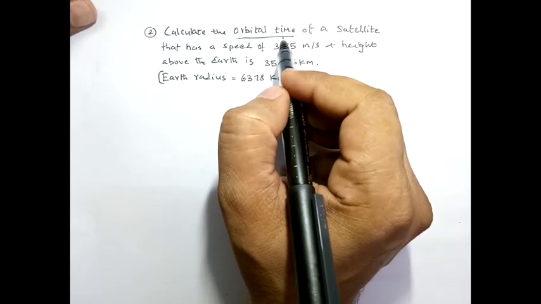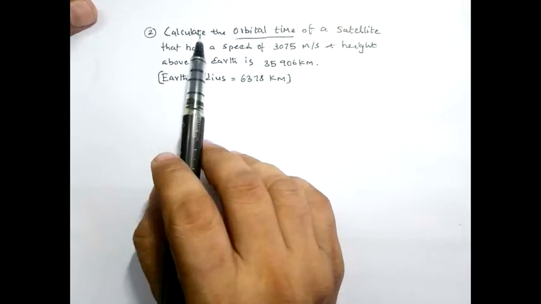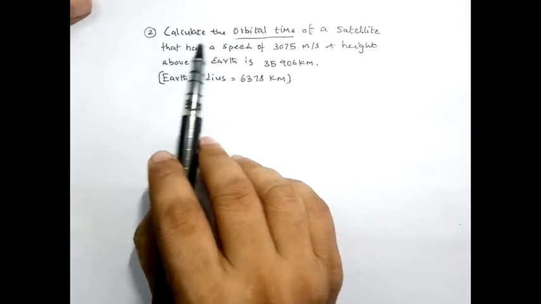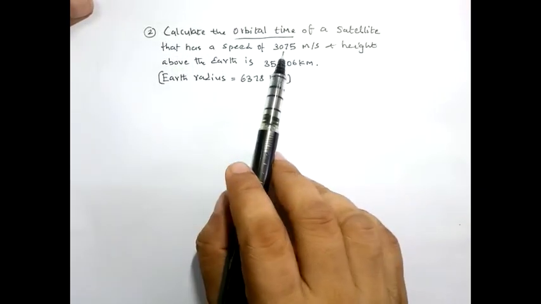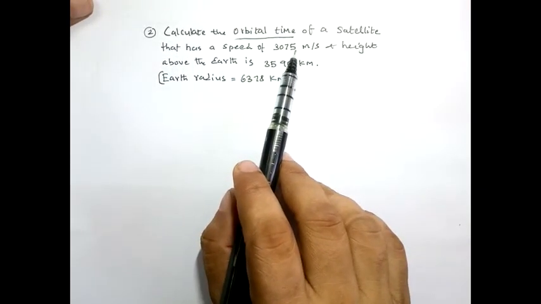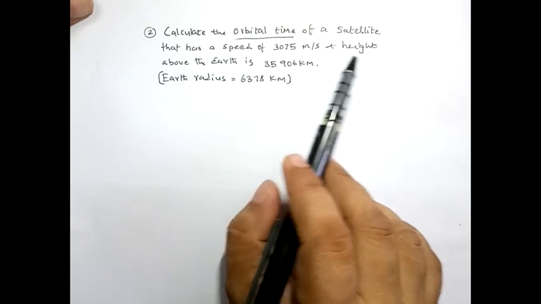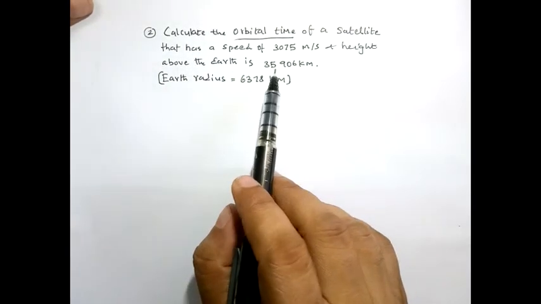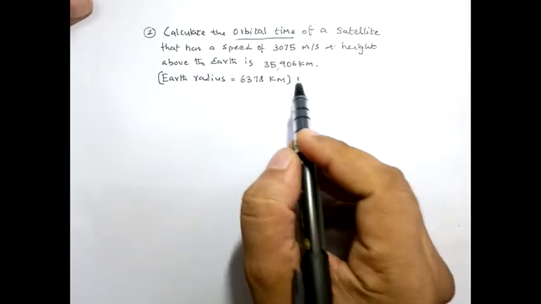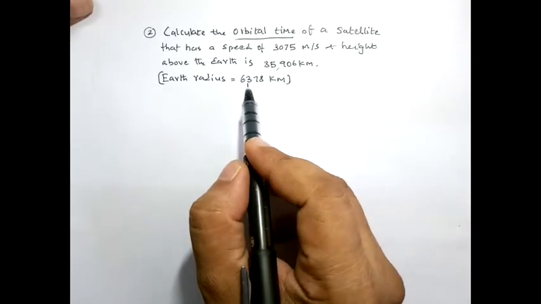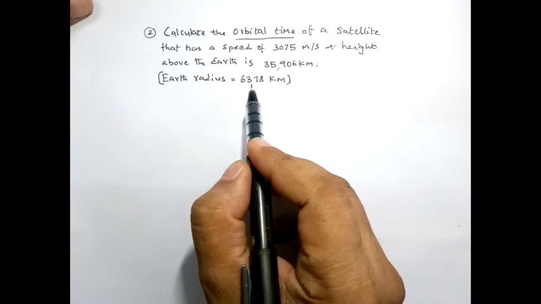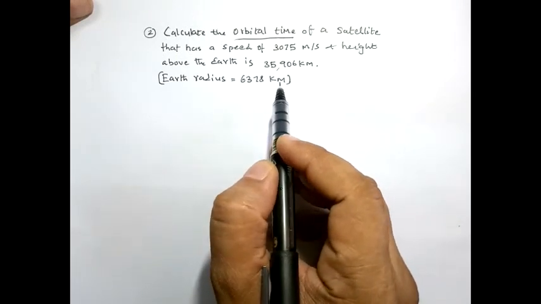Let me read out the question here. It says calculate the orbital time of a satellite that has a speed of 3075 meter per second and height above the earth is 35,906 kilometers. The radius of the earth is already given here. It's 6,378 kilometer, the same.